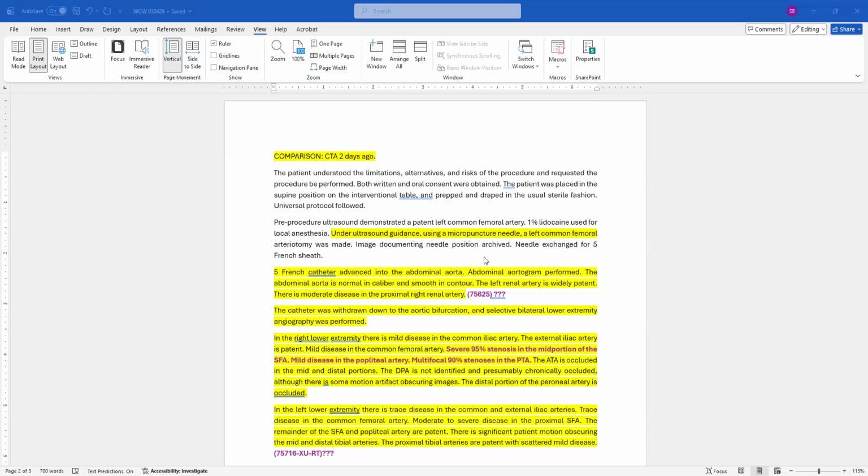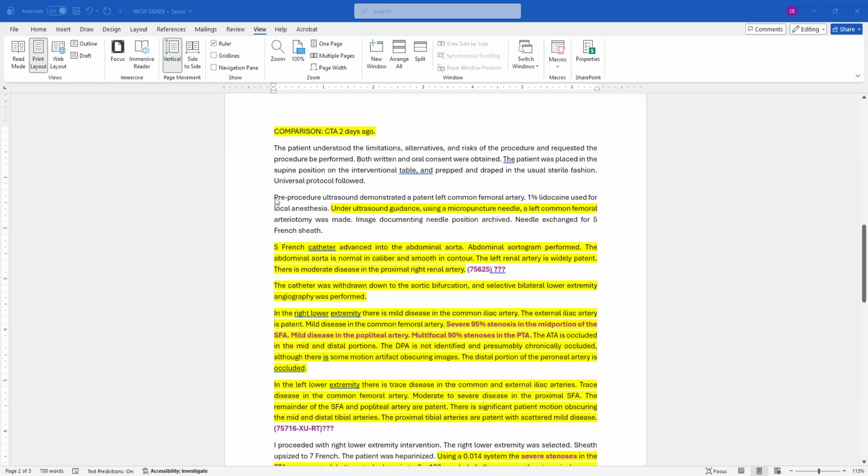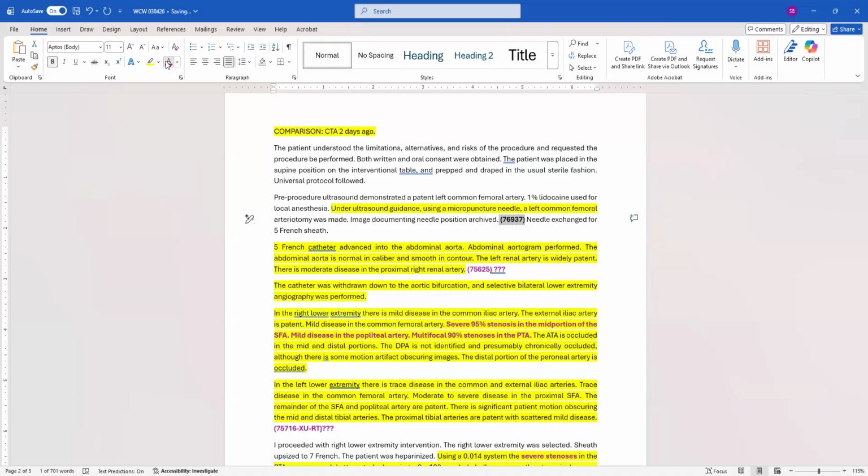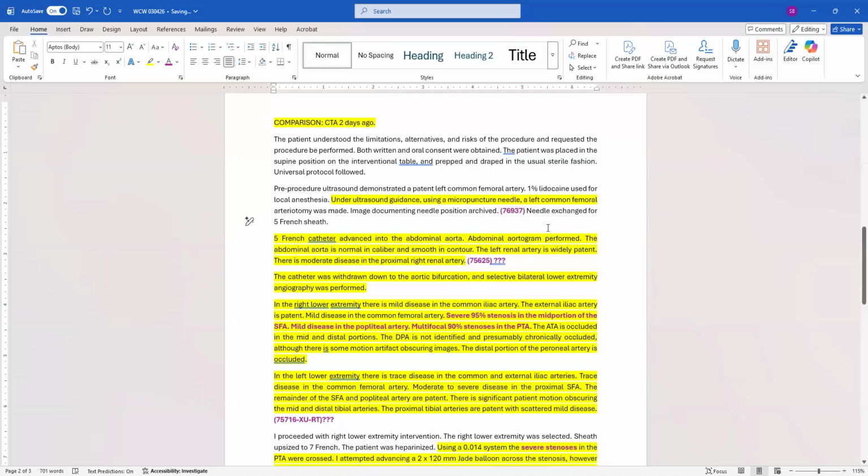Okay, so this case, when we look at the second paragraph here in the report, we see a mention of ultrasound guidance, and it says that the ultrasound demonstrated a patent left common femoral artery. And then we see the image documenting needle position is archived. So we can go ahead and assign the 76937 for this. I didn't add it in, but I'm going to put that there. So you can see that we are going to assign based on that documentation.